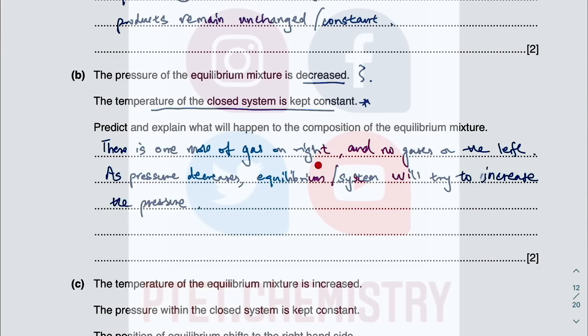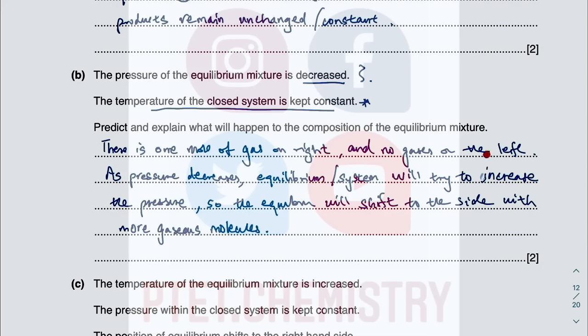You have 1 mole of gas on the right, no gas on the left. So when you have more moles of gas on the right, it will shift to the side with more gaseous molecules. So the equilibrium will shift to the side with more gas molecules. Why? Because you want to increase pressure. That is what the equilibrium will do. Okay, and we already stated how many moles of gas on the right and on the left. There are more moles of gas on the right, therefore it will shift to the right based on what we just explained.